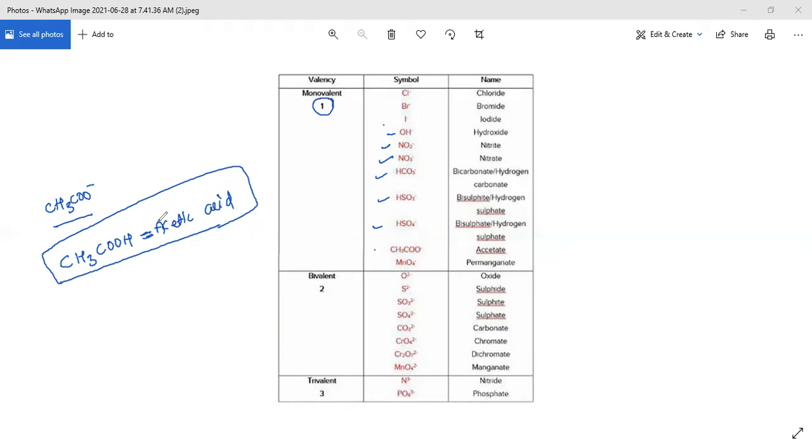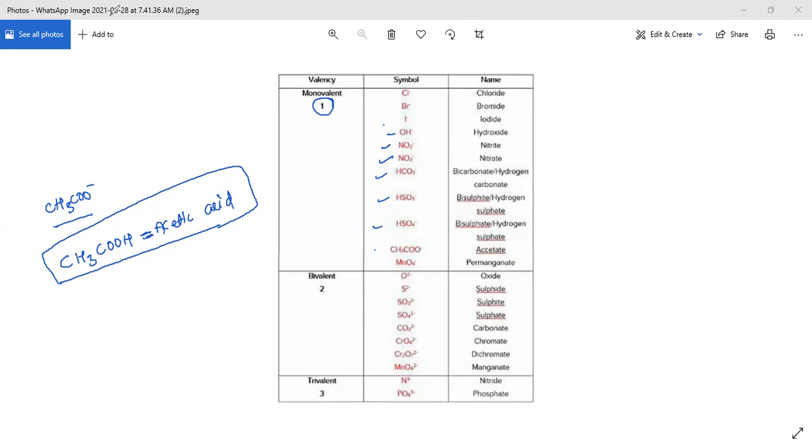Sir, do we need to learn these also? Whichever is not repeating in that, you can learn from this table. All the three are important. I will tell you what is the importance of these three tables.